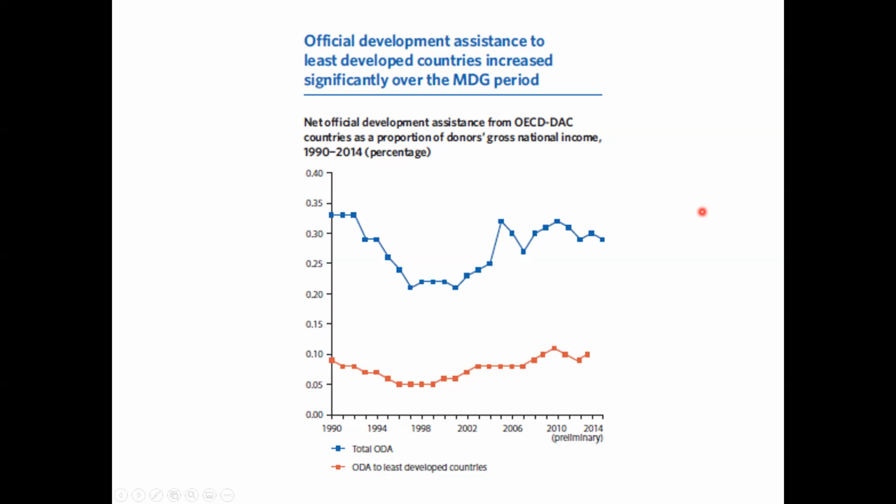Official development assistance to least developed countries increased significantly over the MDG period. So total ODA and ODA to least developed countries. So net official development assistance from OECD DAC countries as a proportion of donors' gross national product. It says increased significantly, but this actually seems relatively flat to me. So as a percentage of gross national product, total ODA seems quite variable. And to least developed countries, I suppose there's some level of uptick after a decrease in the early 1990s. There's an uptick, but certainly a lot of improvement needed.